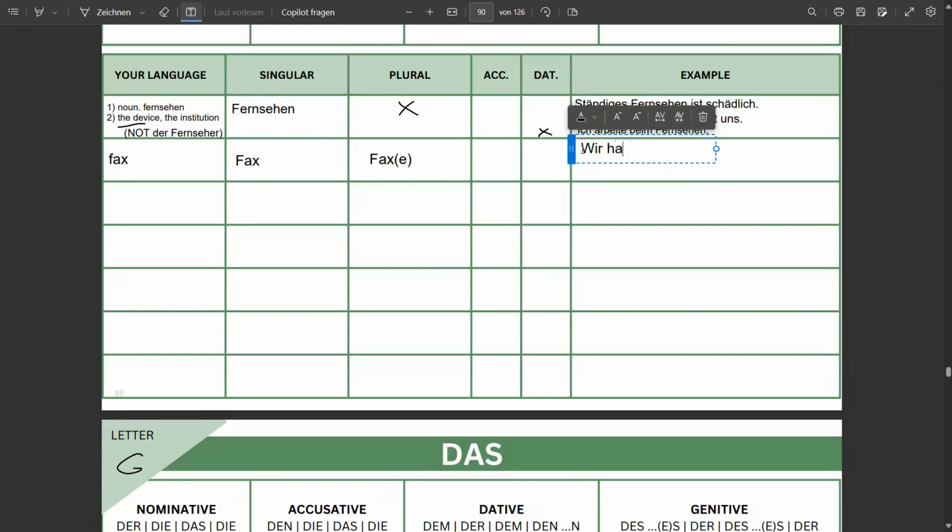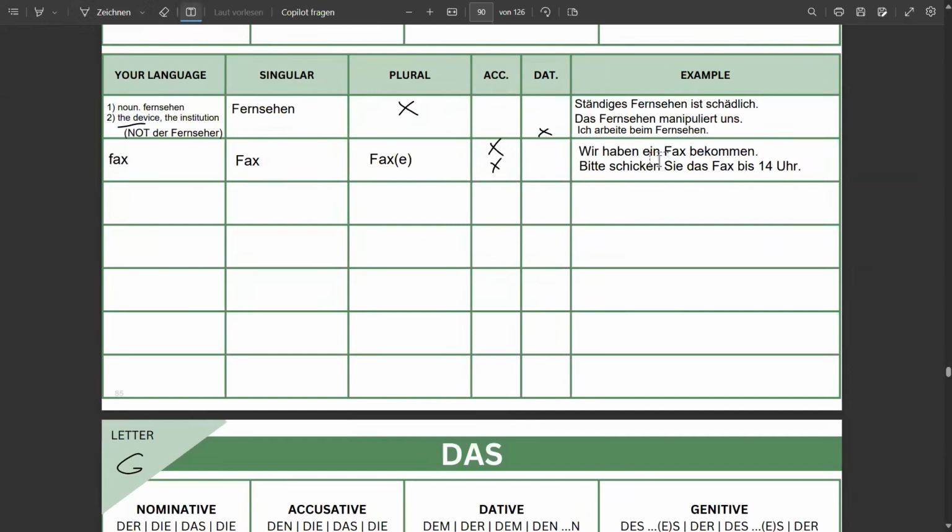So, wir haben ein Fax bekommen. We received a fax. Typical sentence. So, bekommen, to receive. This is Akkusativ. Yeah, we received a fax. And the opposite of receiving is to send one out. Bitte schicken Sie das Fax bis 13 or 14 Uhr. Please send the fax until 2 p.m. This is also accusative, to send something.